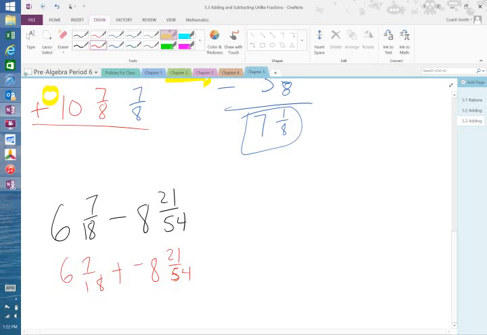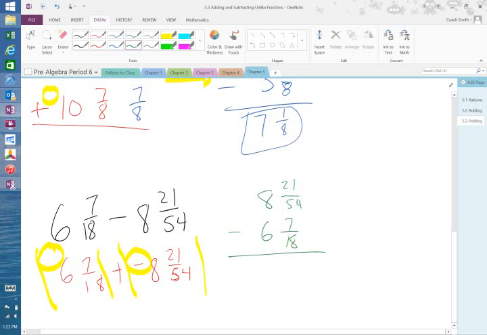That tells me, since I have a positive and a negative, that I'm going to have to subtract the absolute values. So basically, I can take the absolute value of those two and put it over here as 8 and 21 over 54 minus 6 and 7/18. Instead of getting the common denominator first, I went ahead and set the problem up. Now I can get the common denominator, and I don't have to switch it after that.